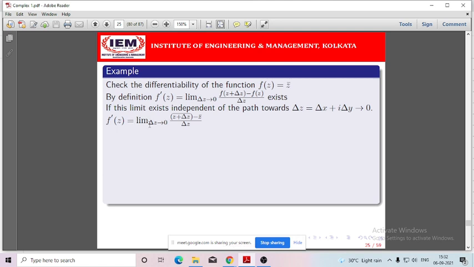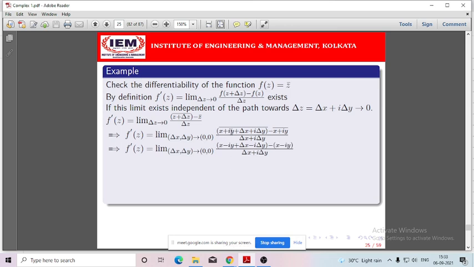Now f dash z is the limit as del z tends to 0 of f of z plus del z minus f of z, divided by del z. So if f of z equals z bar, then f of z plus del z equals z plus del z bar. That is written as z plus del z bar minus z bar, by del z. Del z tends to 0 means del z has real part del x and imaginary part del y, so del x, del y tends to 0, 0. Z means x plus iy and del z means del x plus i del y, so it is x plus iy plus del x plus i del y, bar, minus x plus iy bar, by this del z.